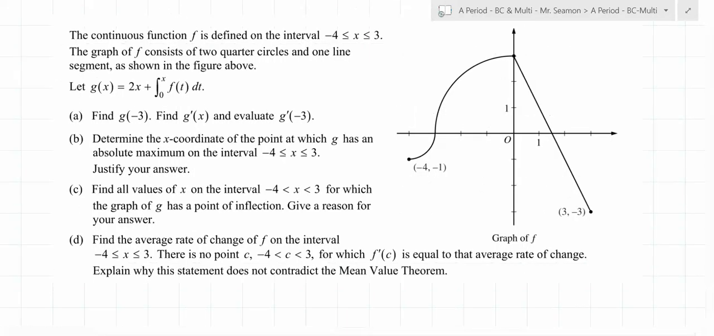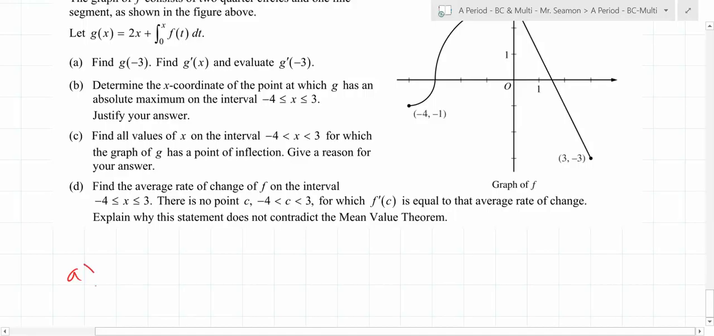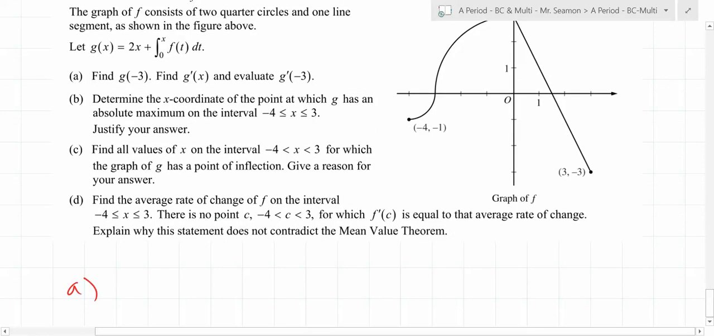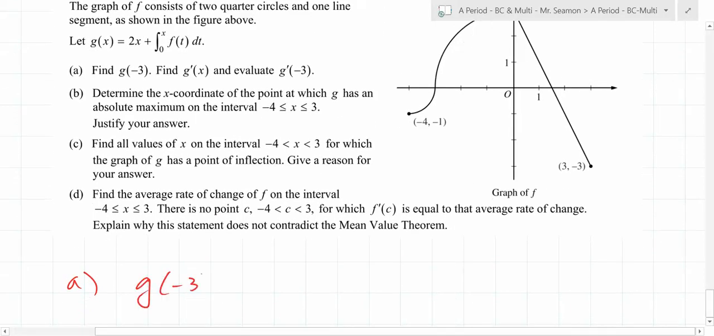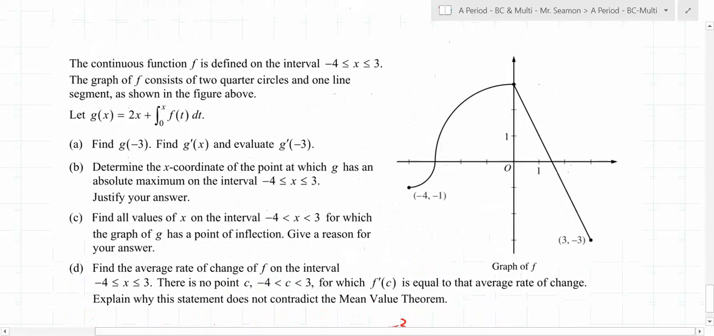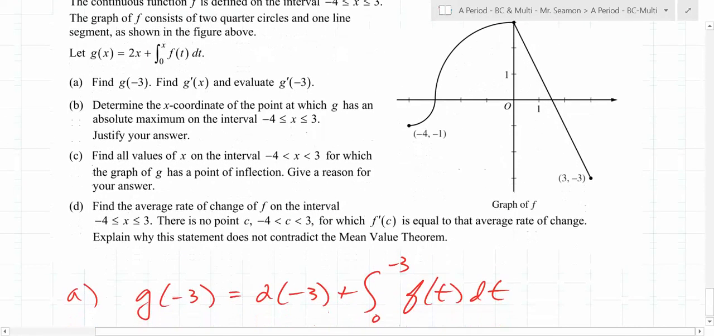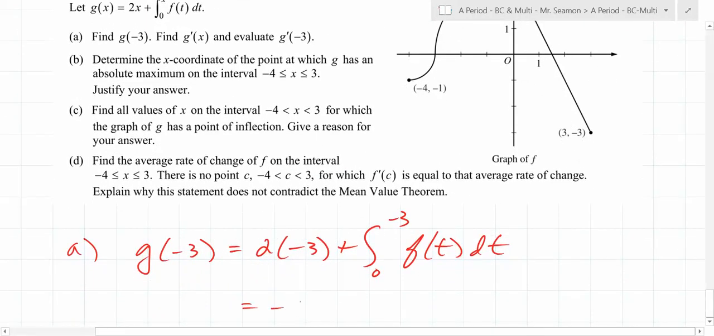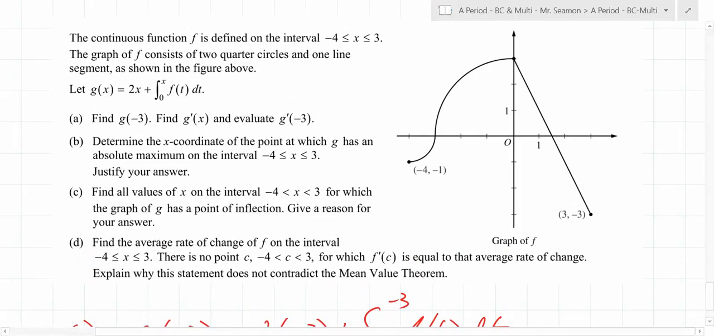Okay, so for the first one, for part A, it says find g of -3. So this is just a plug-in one, right? 2 times -3 plus the integral from 0 to -3 of f of t dt. And this is the graph of f of t, right? Nice. So what does this mean? It's going to be -6 plus the integral from 0 to -3.